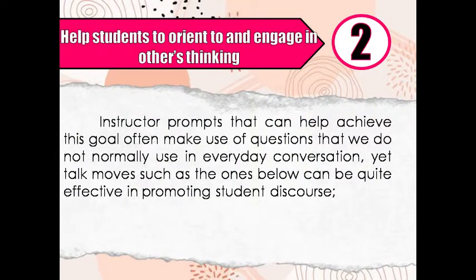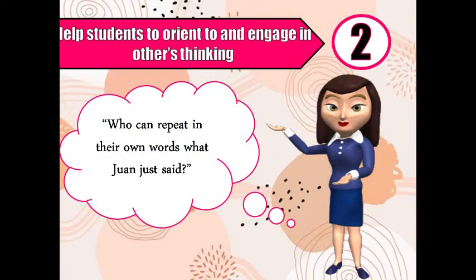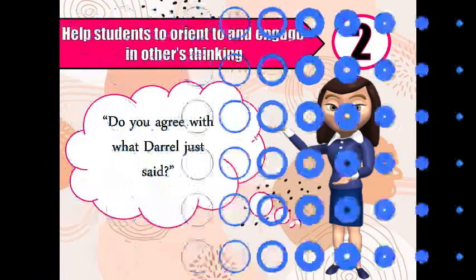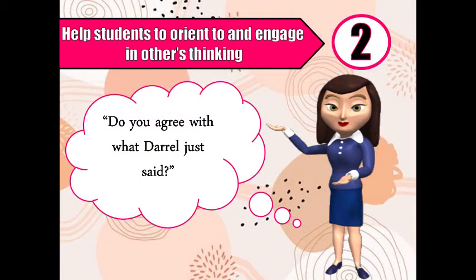The second goal tells us to help students to orient to and engage in others' thinking. Instructor prompts that can help achieve this goal often make use of questions that we do not normally use in everyday conversation, yet talk moves such as the ones below can be quite effective in promoting student discourse. Who can repeat in their own words what Juan just said? Do you agree with what Darrell just said? These types of talk moves encourage other students to revoice the thinking of their classmates. Sometimes, student revoicing leads to a different conclusion or justification and thus creates an opportunity for a broader debate among multiple students.